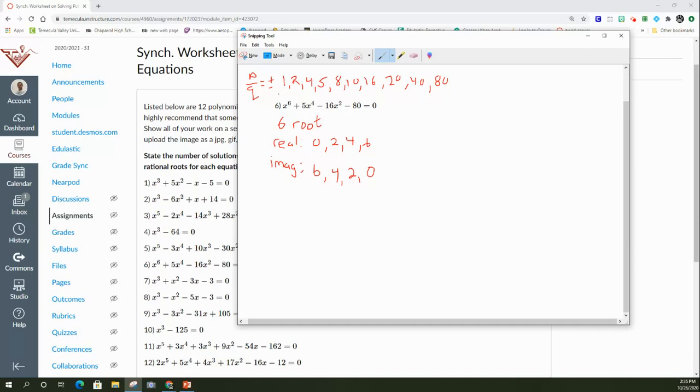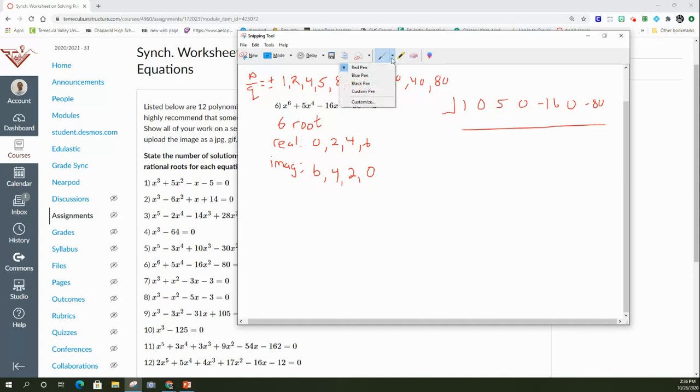All right, and so I can set this up. Okay, 1, 5. Oh, nope, that's wrong, because there's no x to the 5th. So 1, 0, 5, 0, negative 16, 0, negative 80. All right, so there's my setup. Again, there's no 5th term, there's no cubic term, there's no linear term, so make sure you put zeros in the placeholders.